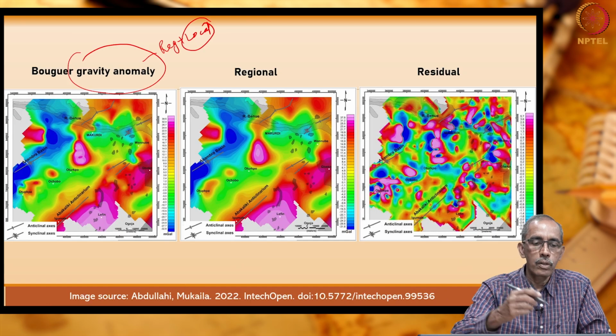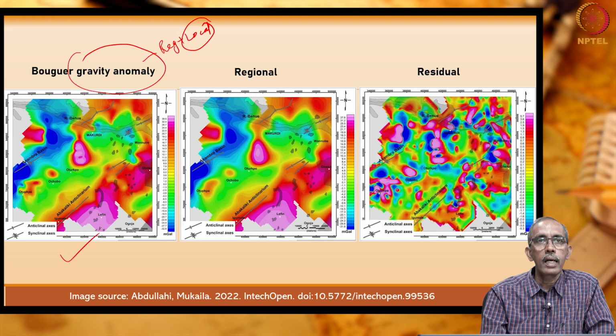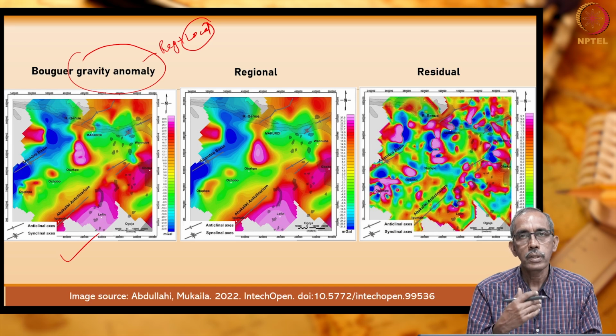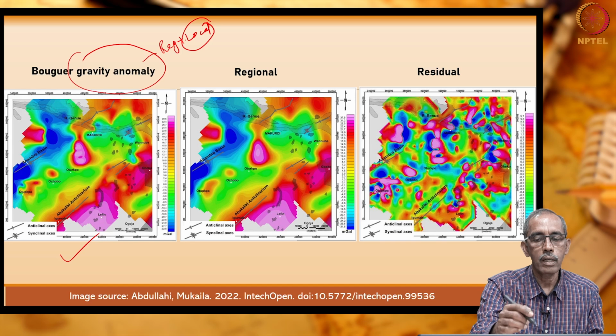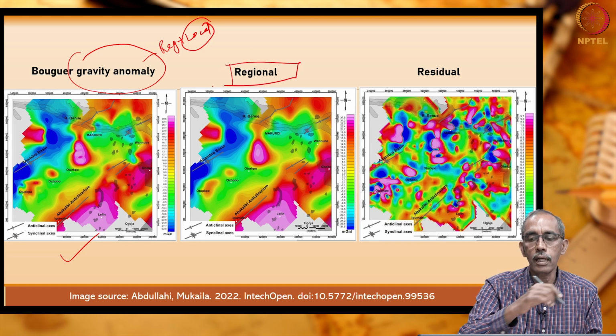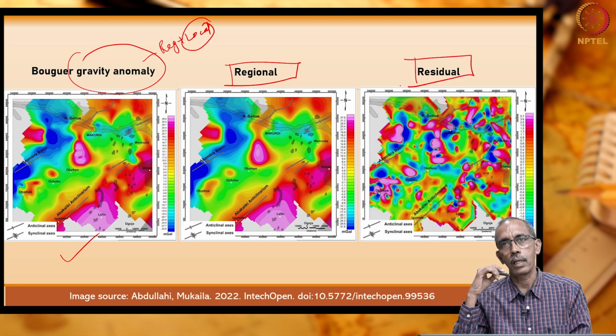Similarly, here too, initially we had a map showing the Bouguer gravity anomaly. Now, using some techniques, we have segregated regional as well as local. Here is a separate plot of only the regional anomaly. Here we look into the residual anomaly.